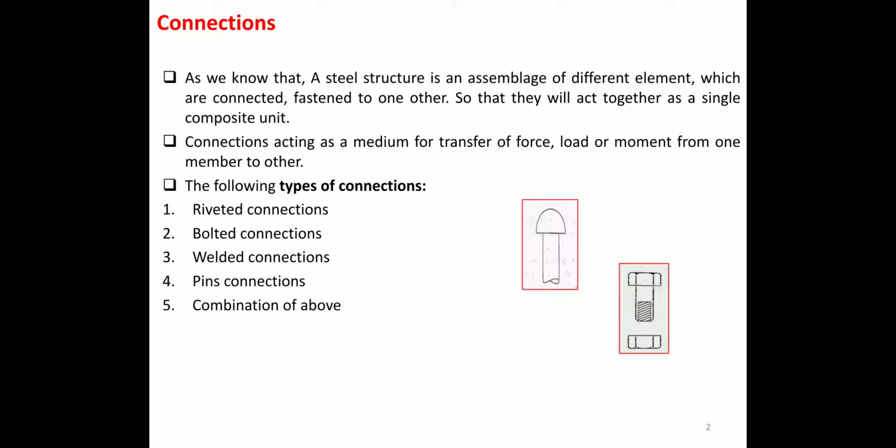There are different types of connections. The first type is the riveted connection. In the olden days, riveted connections were commonly used, before 10 or 20 years ago. Now, bolted connections and welded connections are commonly used throughout the world. The next type of connection is the pin connection. You might have seen that in the case of a trolley and tractor, such a pin connection is generally used. And the last type is a combination of the above.